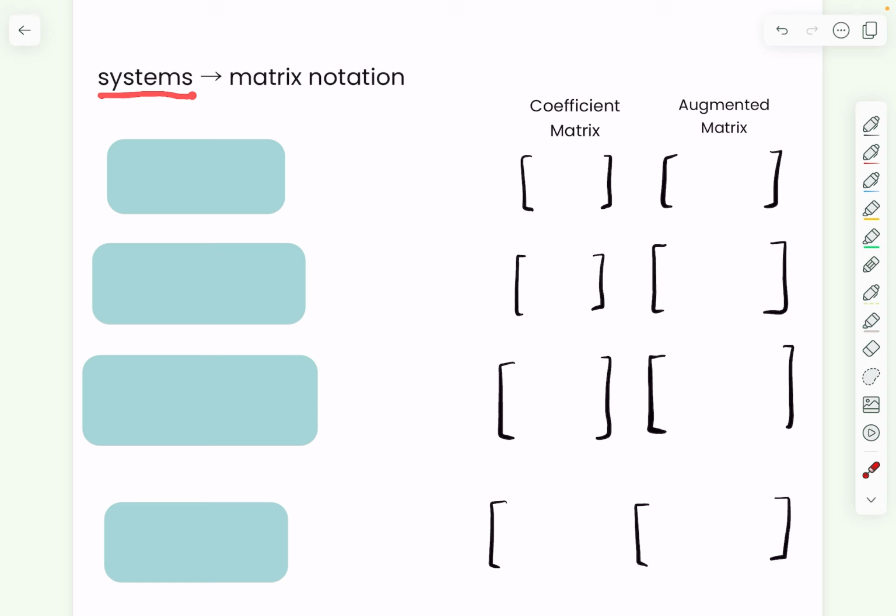In this video, I'm going to show you how to go from a system of equations to a matrix. We have two different types of matrices: a coefficient matrix and an augmented matrix. Let's show you what they look like with an example.